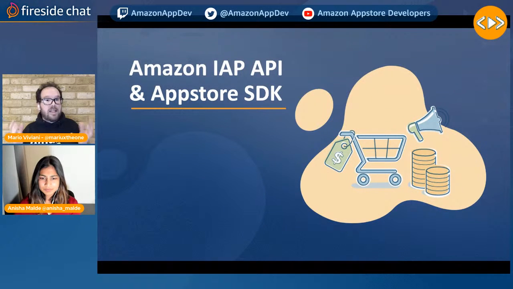All right. So, as I said before, today we are going to talk about the Amazon in-app purchase API and the App Store SDK. Before Anisha jumps in and talks about all the details about the implementation and the different nuances, I thought it was good to have a little bit of an introduction to the monetization models that are around for apps and games, and then jump into why it is specifically important to use the Amazon in-app purchase API.